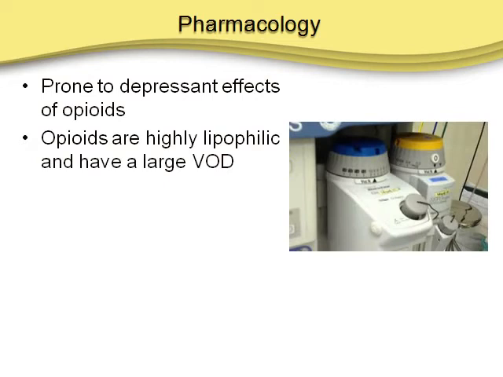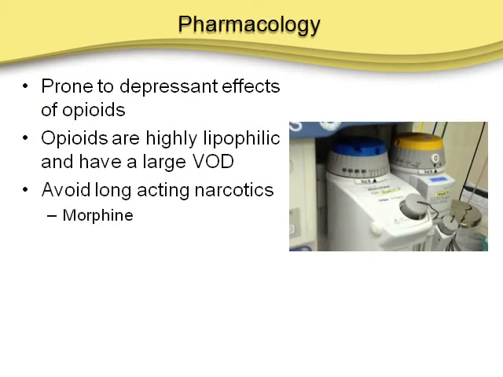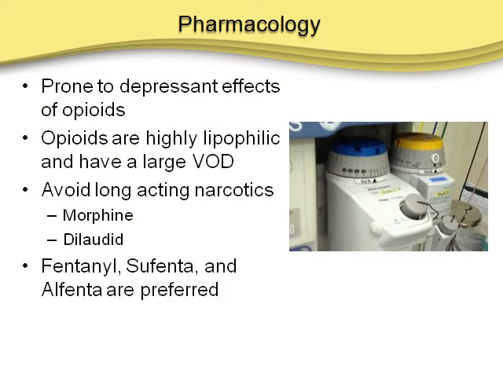In theory, the large volume of distribution would suggest that loading doses of opioids should be dosed based on total body weight. Recent studies suggest that fentanyl clearance increases linearly with pharmacokinetic mass. Longer-acting opioids, such as morphine and Dilaudid, should be avoided because of risk of severe postoperative ventilatory depression. Fentanyl, Sufenta, and alfentanil are preferred.